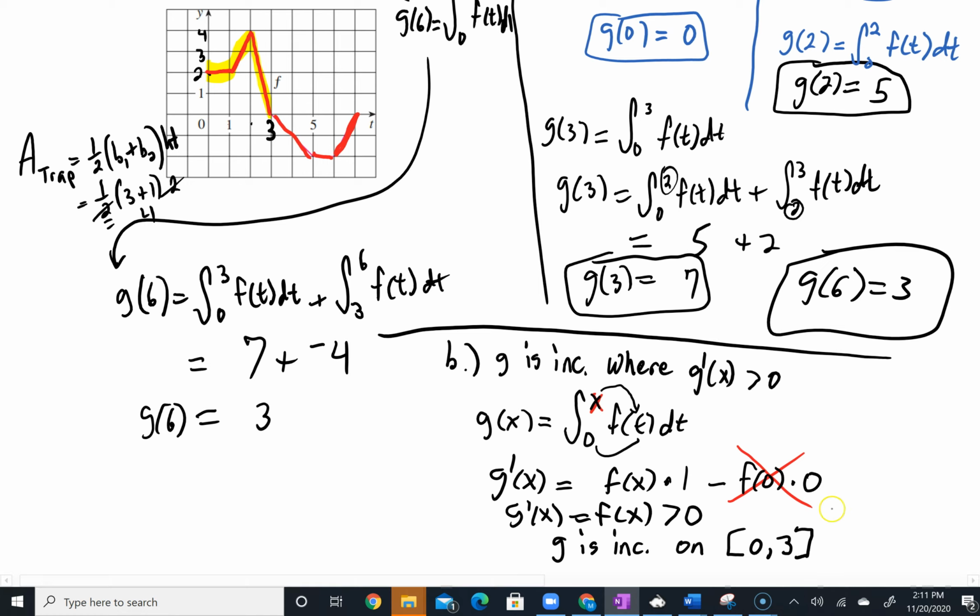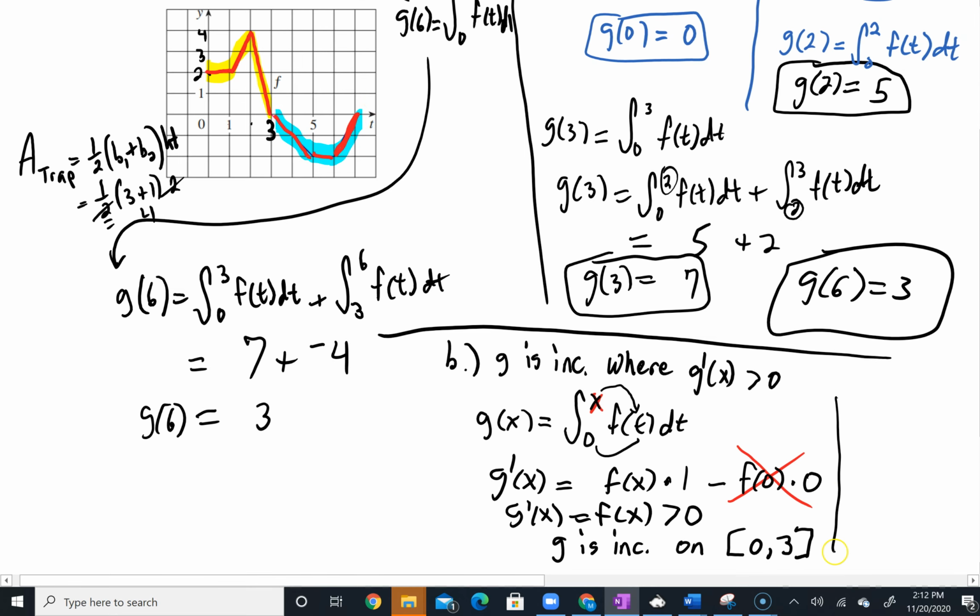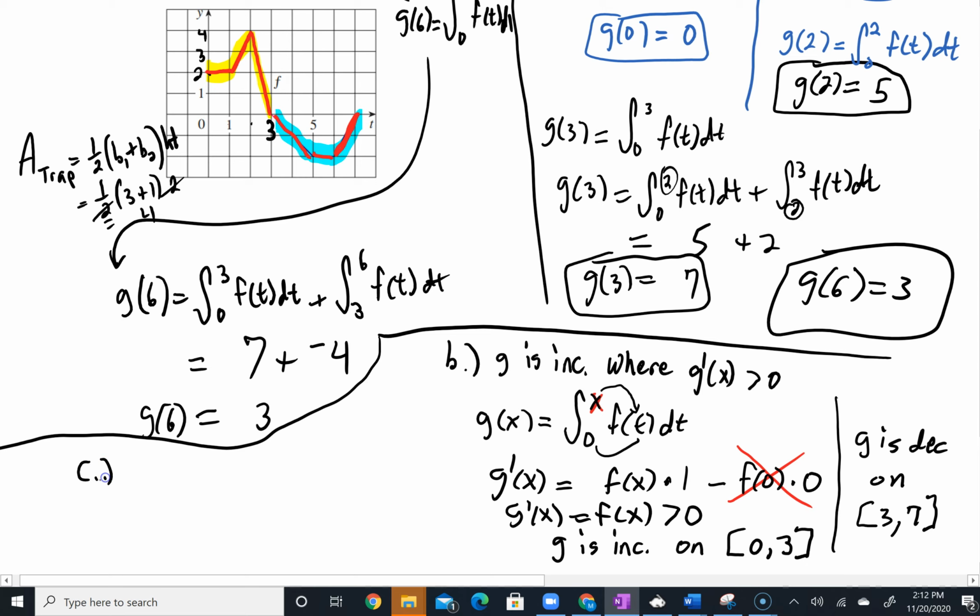And by the way, I know they didn't ask this, but if you were to look at where g is negative, that's over here, isn't it? What you could do real quickly if you wanted to, you could say g is decreasing on the interval from 3 all the way up to 7, right? And right there, that might give you a huge hint about how to proceed with part C. With part C, they're saying, where does G have a maximum value?